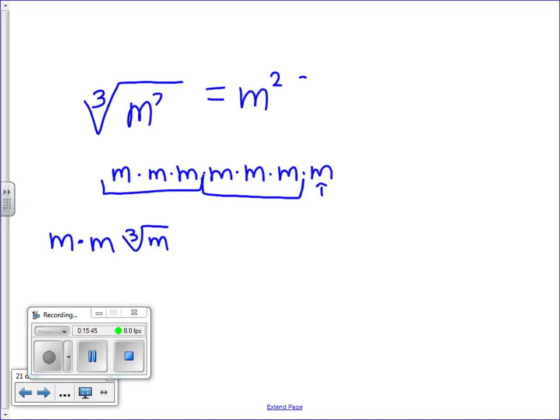So this would be M squared times the cube root of M, right? Okay? That's great. What if this had been M to the 52nd power? You do not want to do that. You don't want to write that out, right? No. Okay. So, yeah, you would just divide by 3.